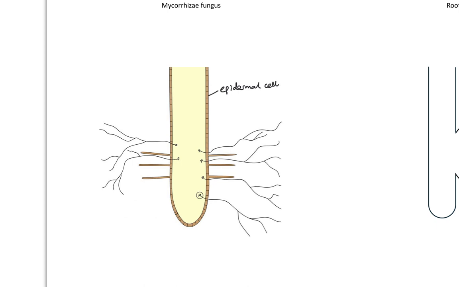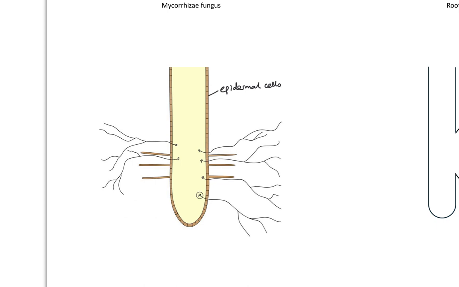Epidermal cells. You can see that some of them are modified into root hair cells. You can see how thick these root hair cells are. They're renowned for having a very large surface area to volume ratio. However, the mycorrhiza fungus is even smaller.